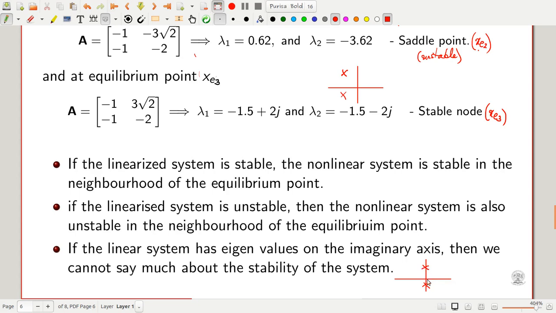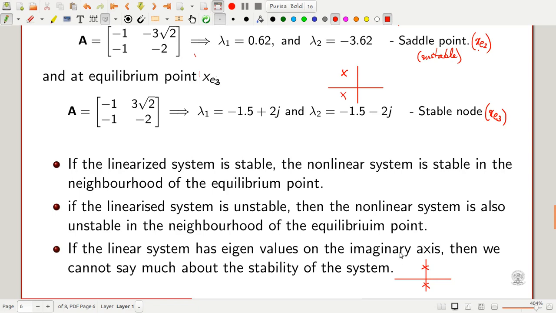Okay. So for the linearized system, we can say that the system is marginally stable, but the nonlinear system may not be stable, or it can be stable, depending upon some nonlinear parameters of the system. So we cannot actually conclude much about the system if we get eigenvalues on the imaginary axis.